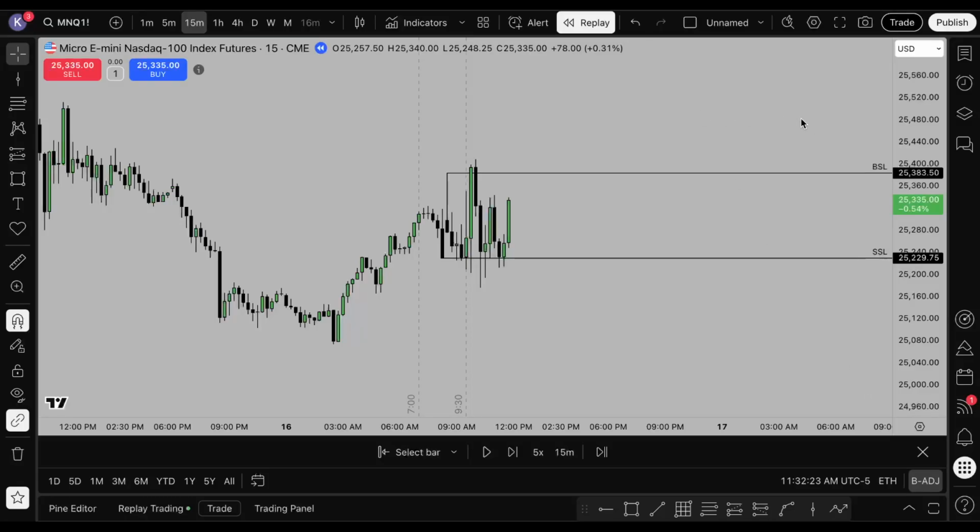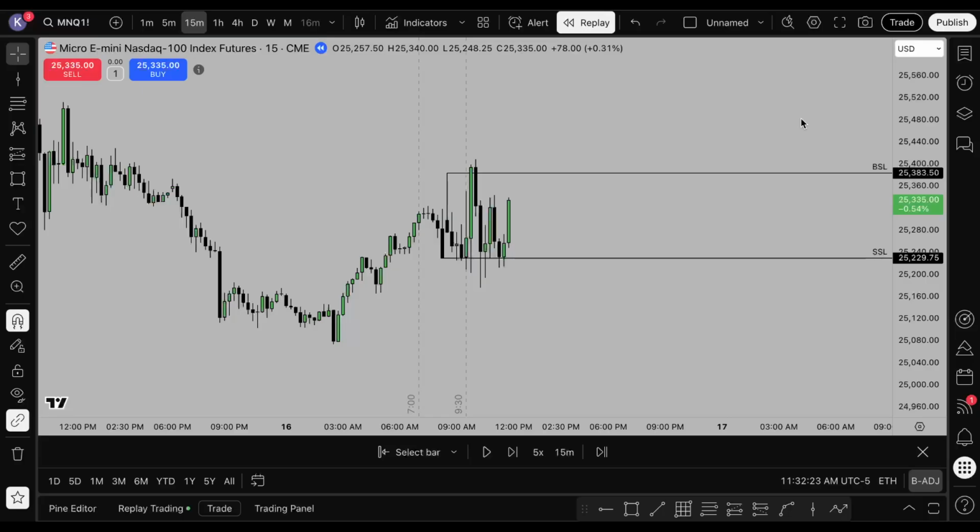What's going on, everybody? Wanted to hop on and talk today about how you can avoid low probability conditions when trading the market. One of the things that I really struggled with when I first started trading was being able to identify when there is going to be low probability conditions.